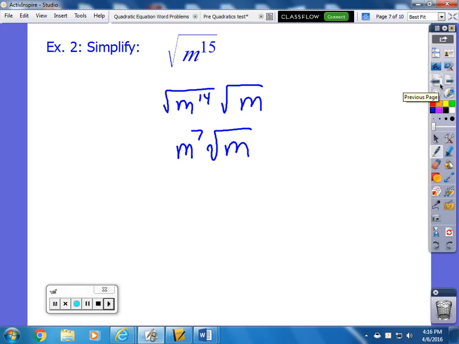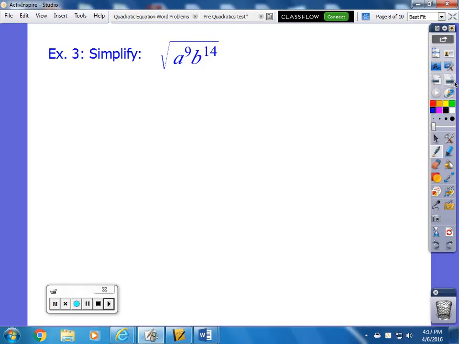If the exponent on your variable is odd, you go to the biggest even number. So in this case, m to the 15th. We'd split it down to m to the 14th, the biggest even number inside 15. M to the 14th times m, and then the square root of m to the 14th is m to the 7th. Radical m is your simplified answer.